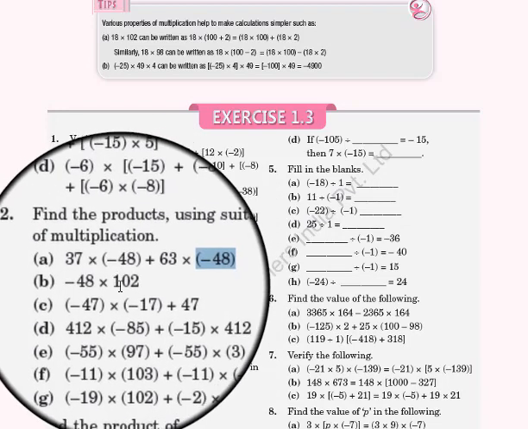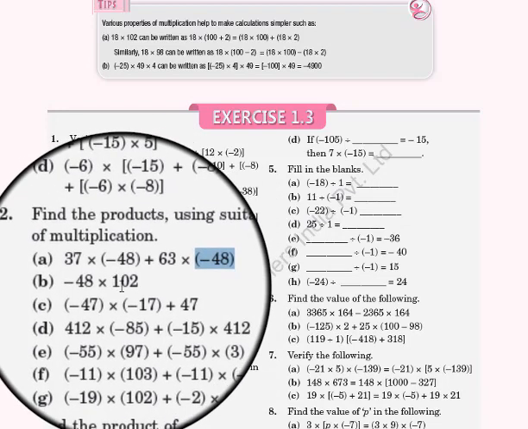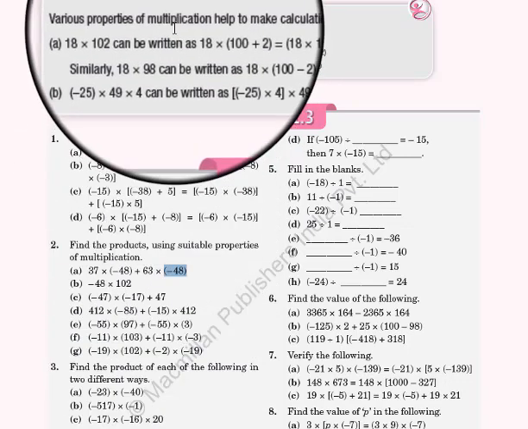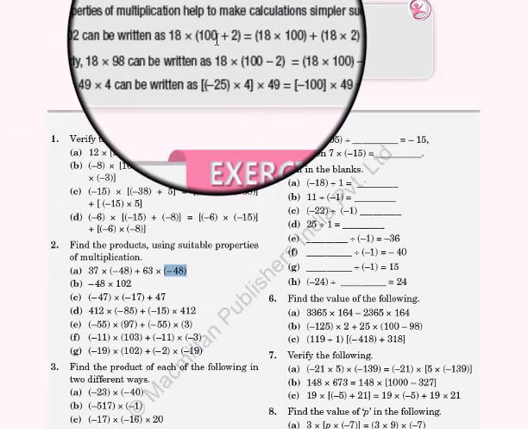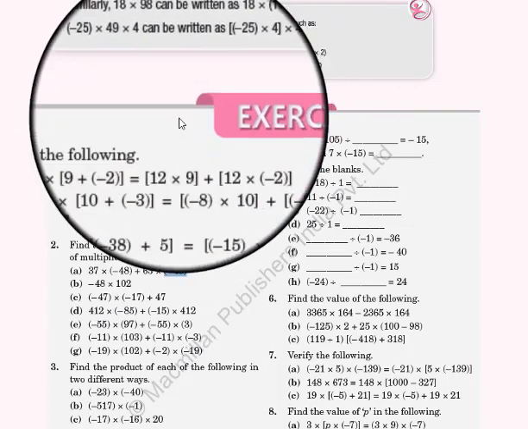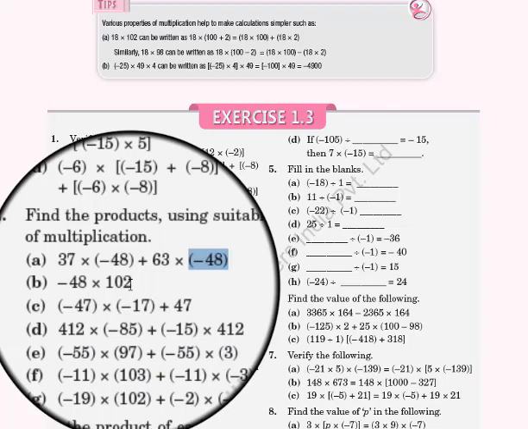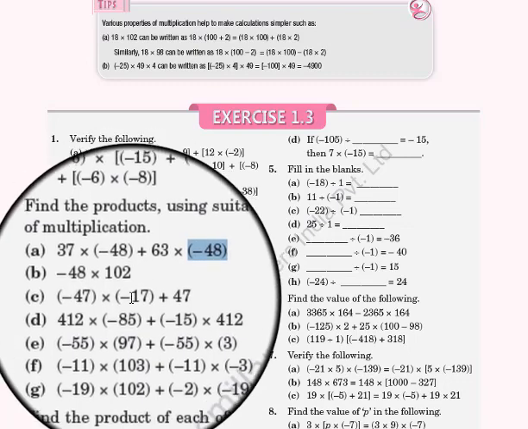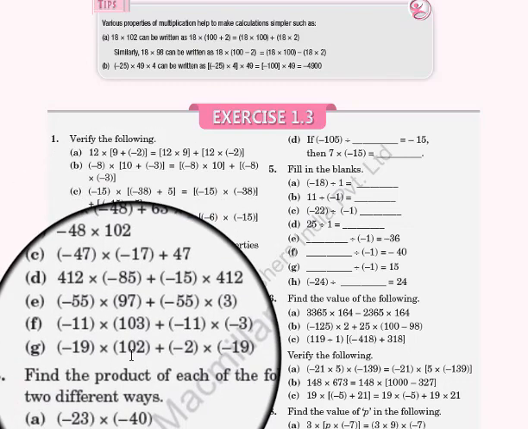The B part, here minus 48 into 102. As you have seen in the tips part, we have done one such question. 102 can be written as 100 plus 2. Same thing we will apply here. 102 will be written as 100 plus 2, and minus 48 into 100 plus minus 48 into 2. You calculate both of them and add them, you will get the result. Similarly, you have to do up till the G part.